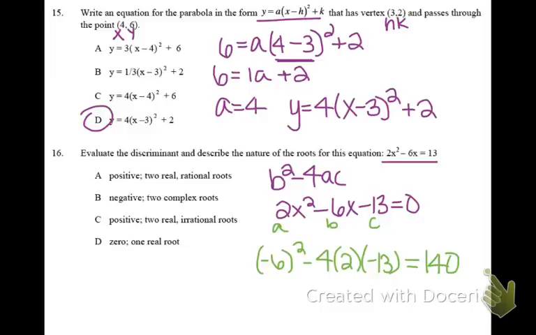So since it's positive, it's obviously not negative or 0, so you need to pick between A and C. Positive 2 real rationals means that you have a perfect square. Positive 2 real irrationals means that your number was not a perfect square. 140 is not a perfect square, so your answer for that has to be C.